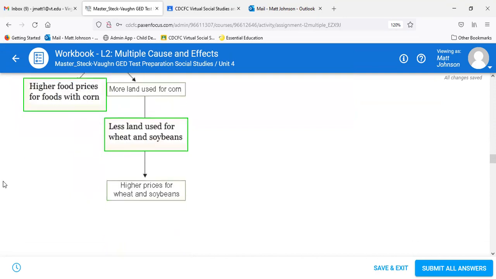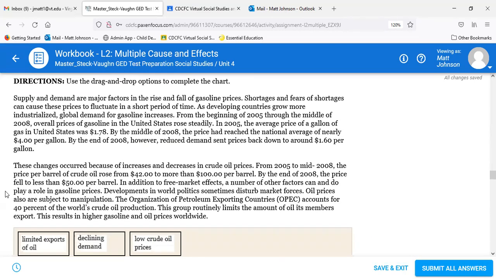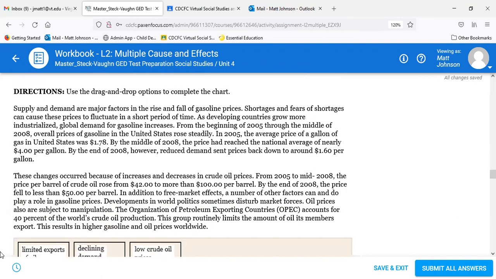Then what's going to happen to those products? Well, eventually, when the demand goes up for those products, the price of wheat and soybean products will also go up, and that'll get passed on to the consumer as well. So all related. Now we got more drag and drop. I think the rest of these are drag and drop for the last three here. Grace, would you mind reading our section talking about gas prices here?